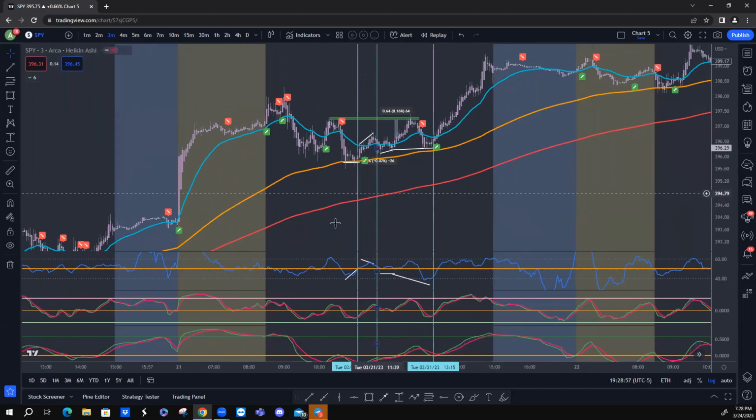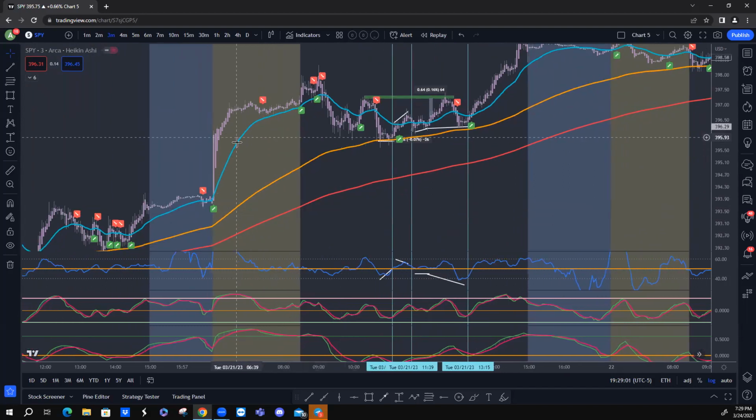What are those? Those are EMAs? Yeah, these are all EMAs. What are the settings on those? Yeah, 25, 144, and 300, just for direction and stuff.